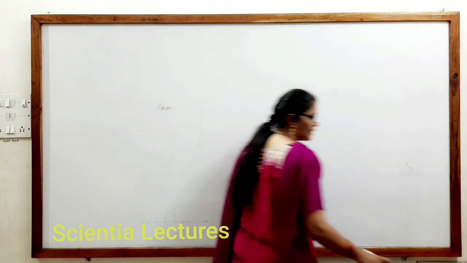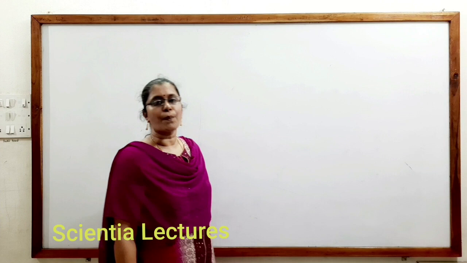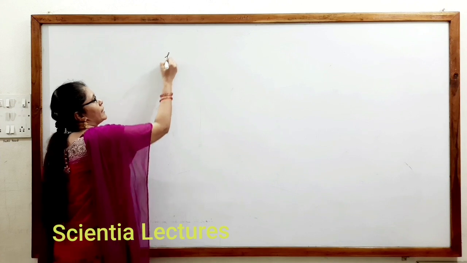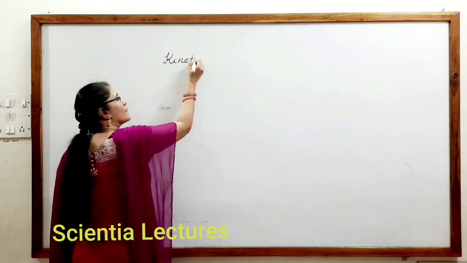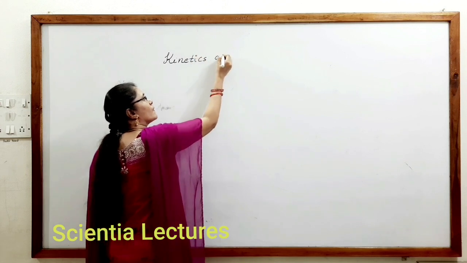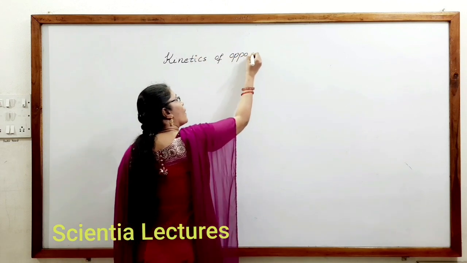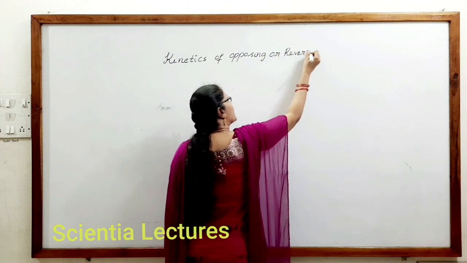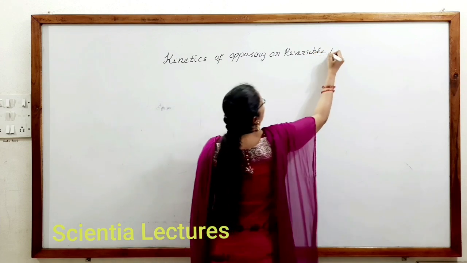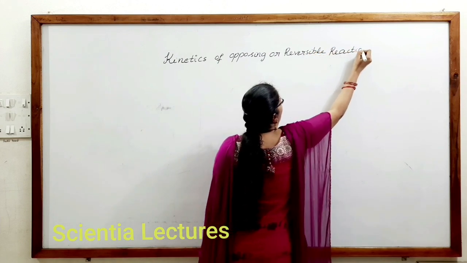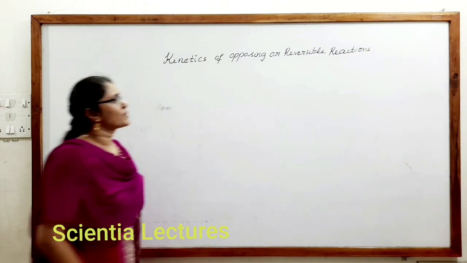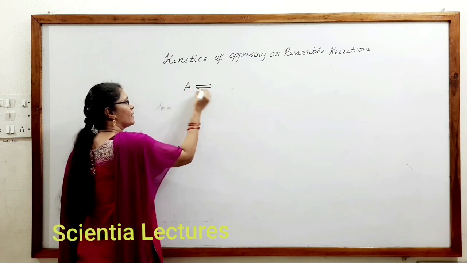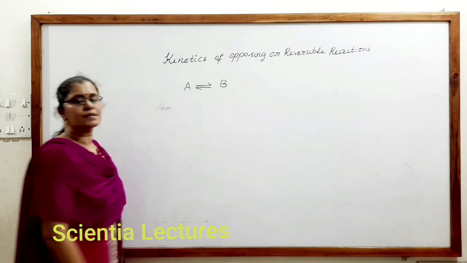Now let us see the other kind of reactions, that is opposing reactions or reversible reactions. Kinetics of opposing or reversible reactions. You know what is meant by a reversible reaction? A reaction that could happen in both directions is called a reversible reaction.